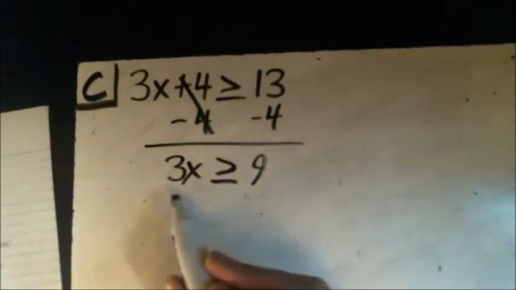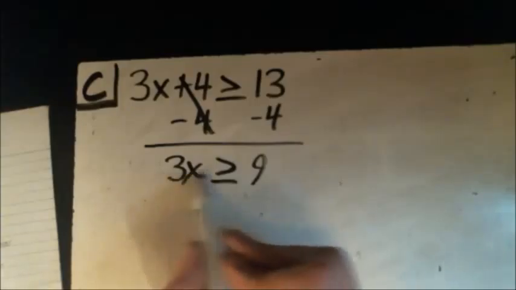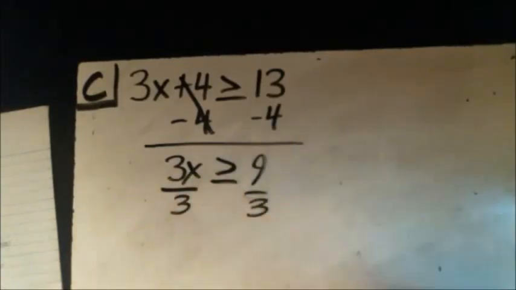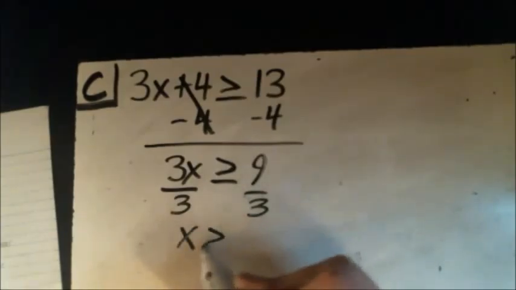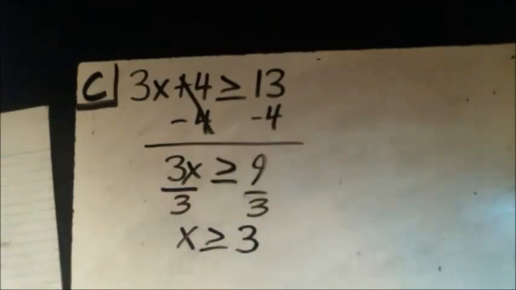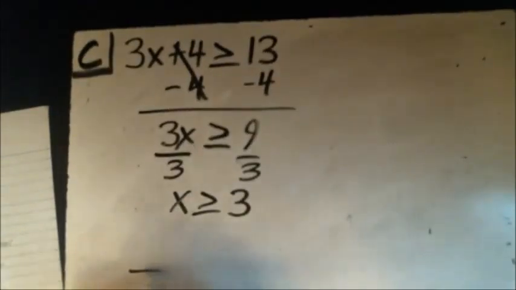And now I want to get rid of this 3. So seeing that they are being multiplied, I want to divide both sides by 3. So x is greater than or equal to 9 divided by 3, which is 3. Okay, so when I graph this on my number line, my 1 point that I want is going to be 3.